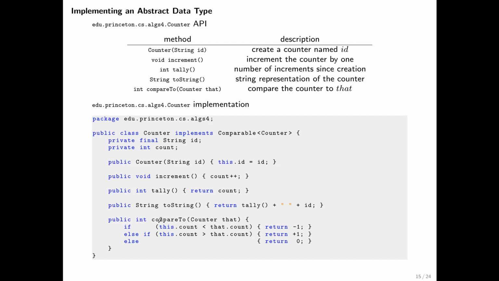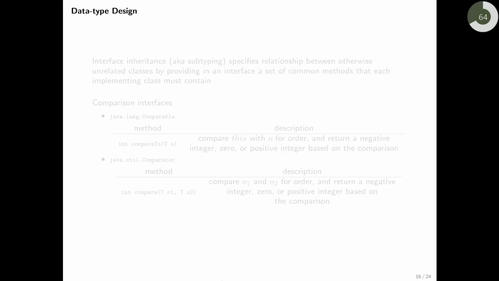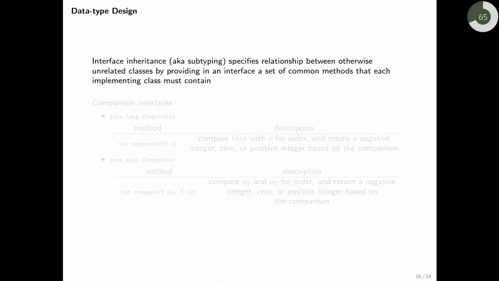So this method here, compareTo, is somewhat special. It's a method that sits inside of this thing called an interface, and that's what allows us to compare two objects, in this case two counter objects. All right, so that's how you would implement the counter data type. It's rather simple. Okay, so now let's talk about some data type design principles.